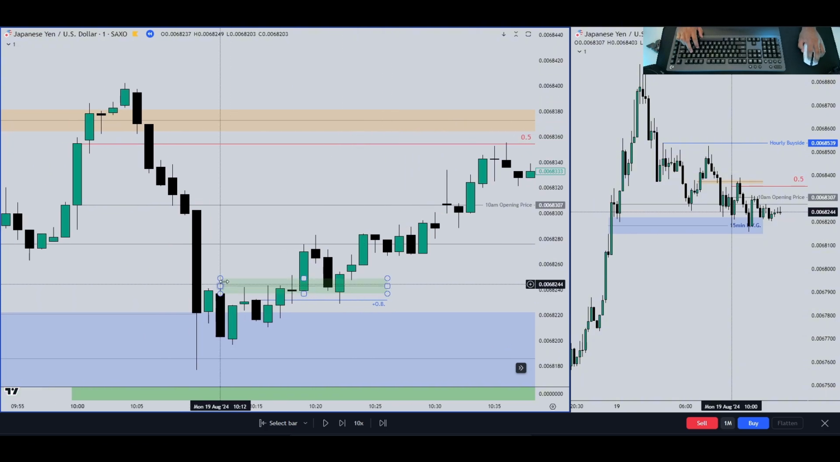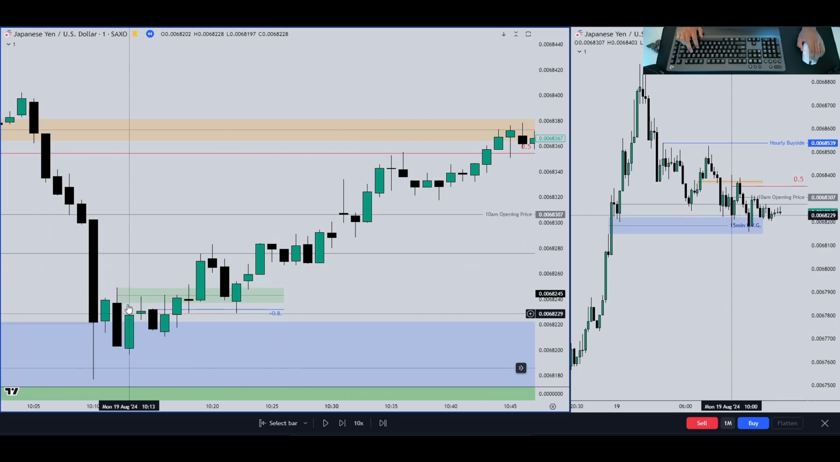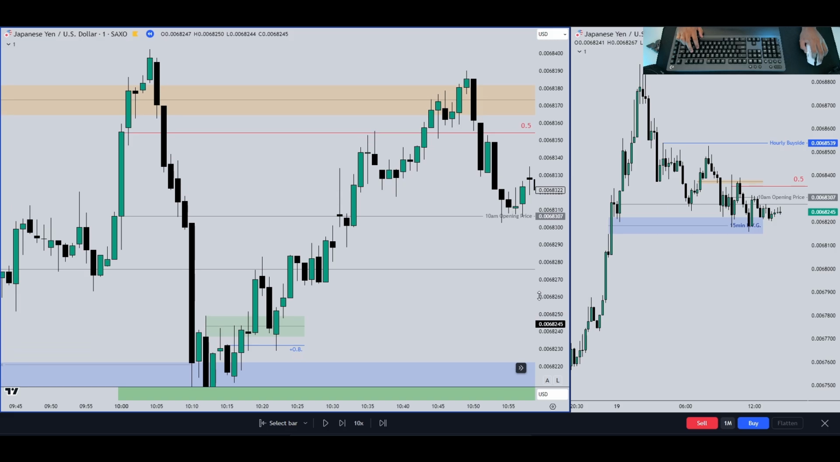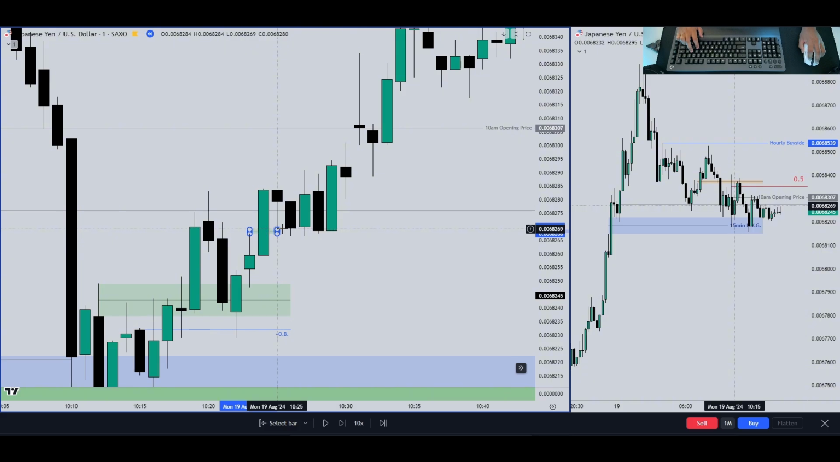But in this case, if you treat this as a potential mitigation block, we see price trade up into this coupled with the order block, and then we trade higher. Something else to note is remember, you're also below 10 a.m. opening price, so you're in a deep discount as well. But if we were looking for a potential entry to go long in this price action with a fair value gap, it could be this small fair value gap right in here.